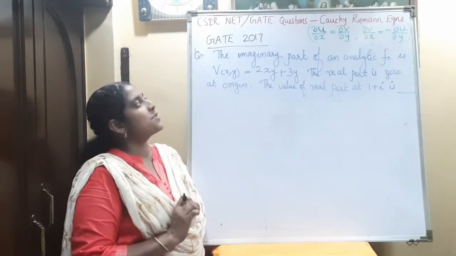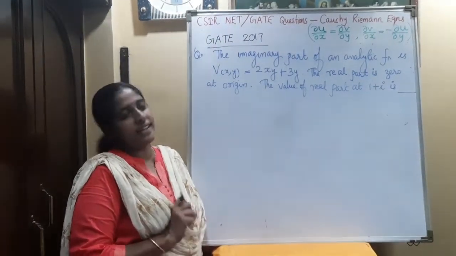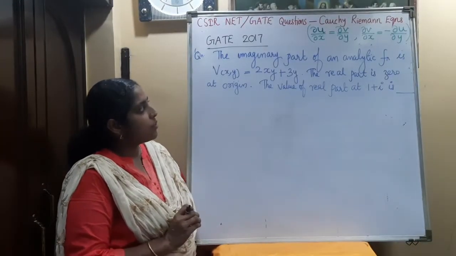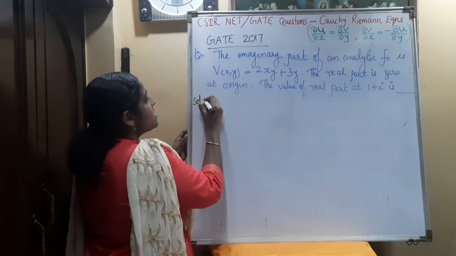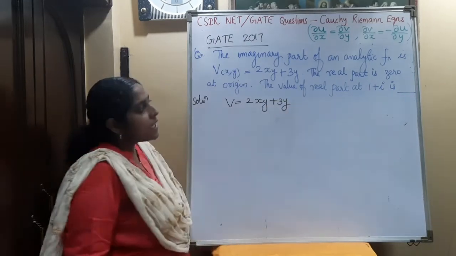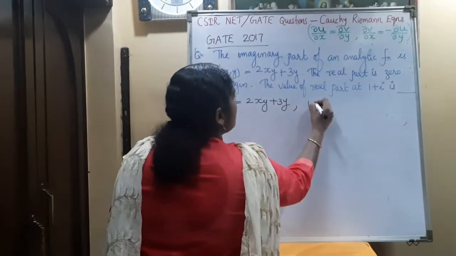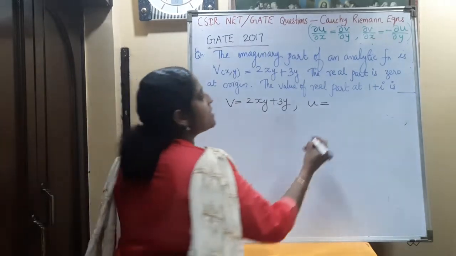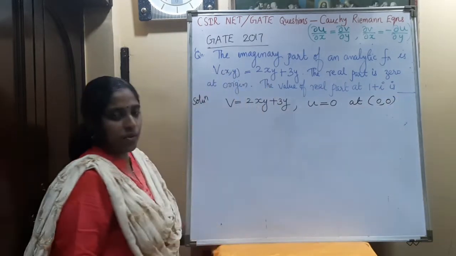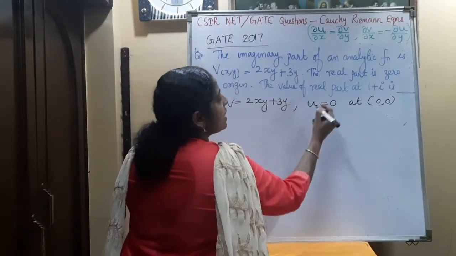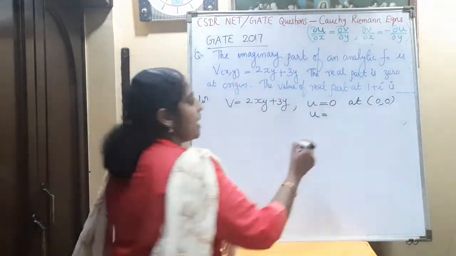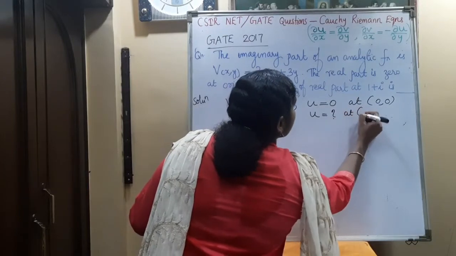But the last question was asked in the 2017 GATE examination. The imaginary part of an analytic function is v equal to 2xy plus 3y. The real part u is equal to 0 at the origin, that means x equal to 0, y equal to 0. What is the value of the real part u at 1 plus i?